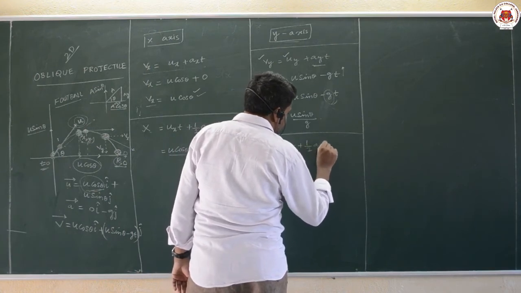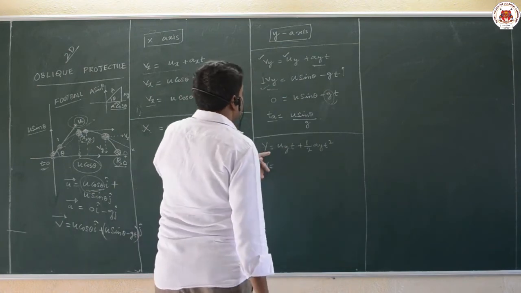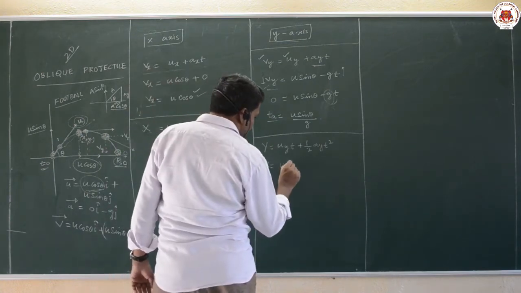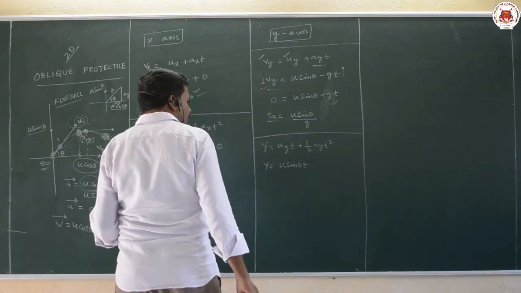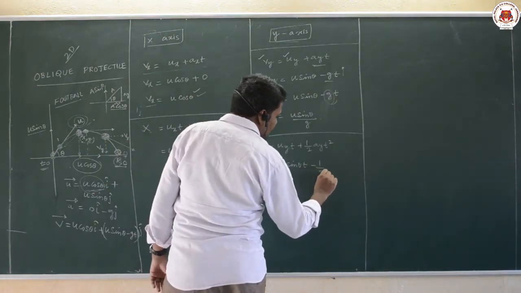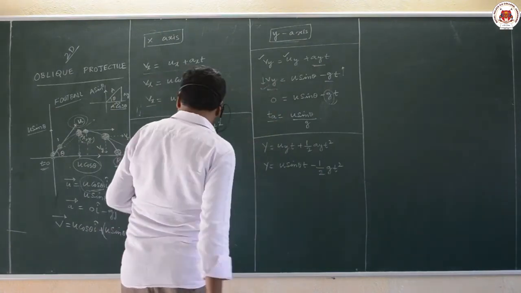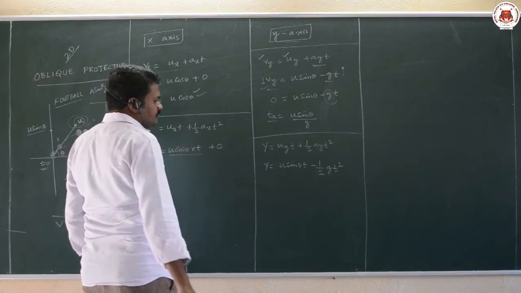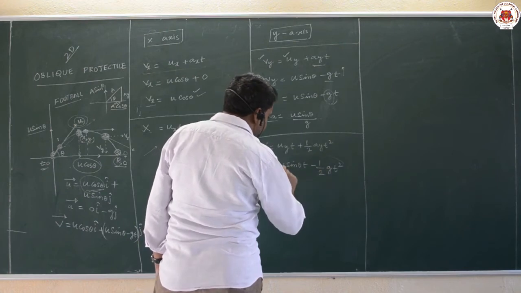That is, y is equal to... Here, what is the initial velocity in the y axis? It is u sin theta. So u sin theta into t. And what is the value of acceleration in the y axis? Acceleration in the y axis is minus g, that is minus half g t square. That means from these 2 points you can understand: after some time, this is the displacement in x, this is the displacement in y.